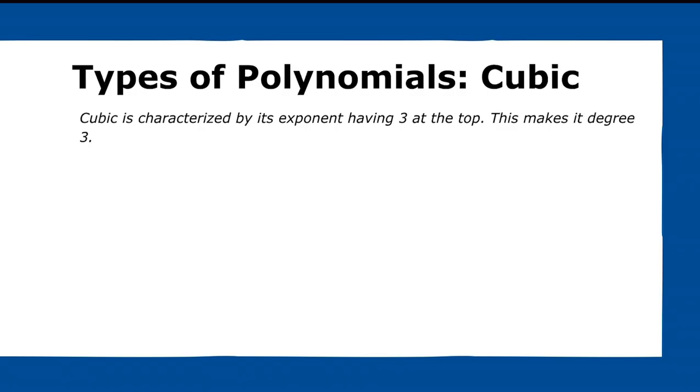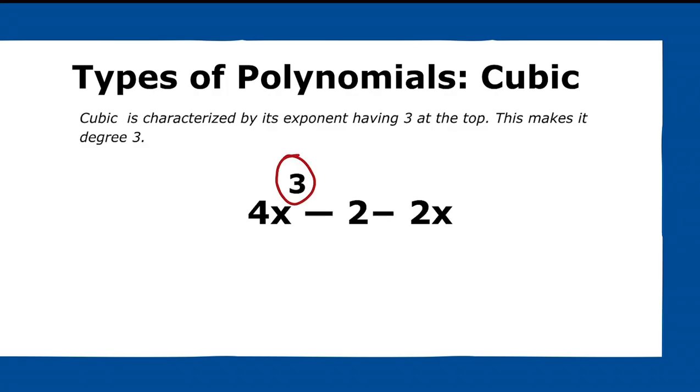Anyway, we're going to go on to cubic. Cubic is characterized by its exponent having 3 at the top. This makes it degree 3. Okay, and this can look like 4x to the power of 3 minus 2 minus 2x, and that 4x to the power of 3 has that 3, and this makes it degree 3. In other words, cubic.